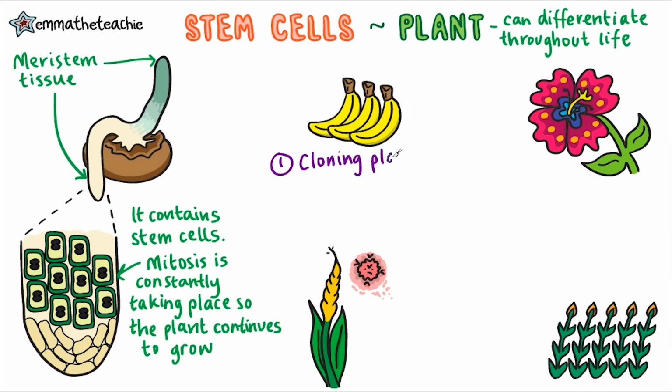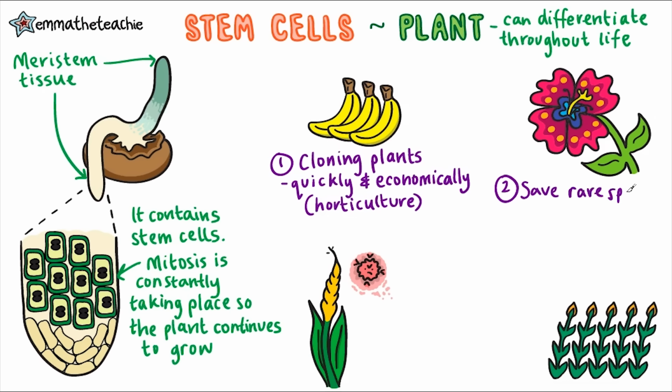The first is that using stem cells to clone plants is very quick and economic, i.e. cheaper than other methods. For example, the bananas that we eat are all cloned from a single plant. Cloning plants for commercial sale is also known as horticulture. We can also use stem cells in cloning rare plants, saving them from extinction. As you'll see in the ecology topic, extinction is an ever-growing concern in our world, so the ability to save rare plants from this is very important.